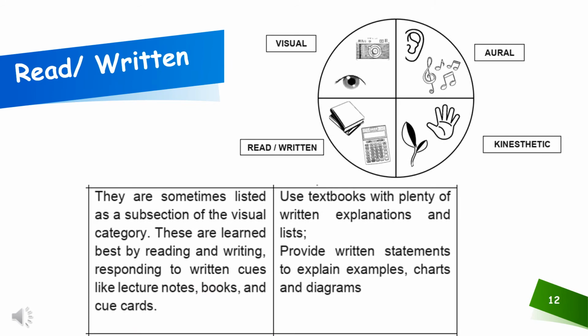Next, we have read or written. They are sometimes listed as a subsection of the visual category. These are learned best by reading and writing, responding to written cues like lecture notes, books, and cue cards. What strategy to use? Use textbooks with plenty of written explanations and lists. Provide written statements to explain examples, charts, and diagrams.